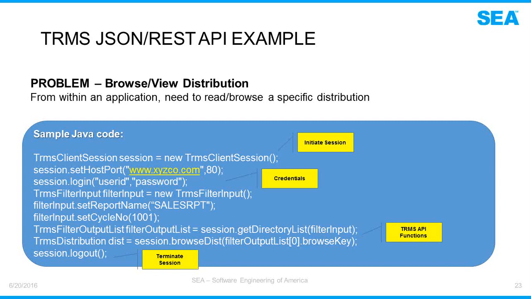Another example of the API problem: from within an application, I need to read or browse a specific distribution, a specific report. Once again, we have the API, the identification and logon authorization. This time I want the report name to be sales report, and I specifically want cycle number 1001. When you get that report, please put it into this output file, and then let's terminate my API session.